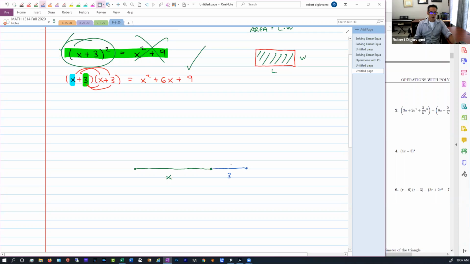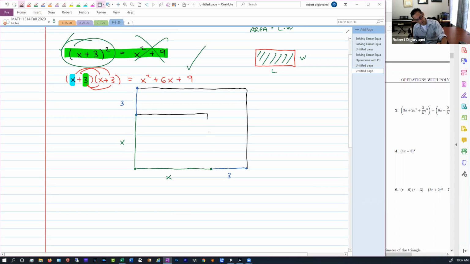All right? And now I'd like to copy that. Just imagine taking a copy of that and placing it vertically. So here's x, and then here's 3. Okay? And now I'm going to draw some stuff. First of all, I'm going to draw a big box that goes over and down. And then I'm going to draw another one that goes like this. All right, y'all see that?